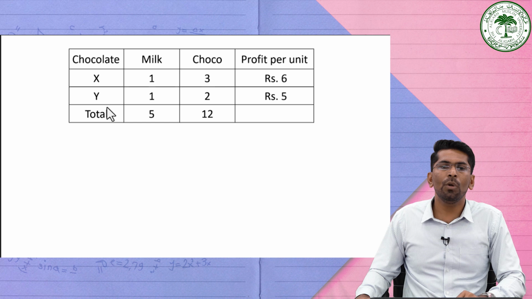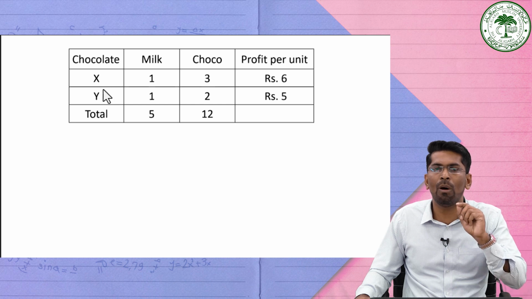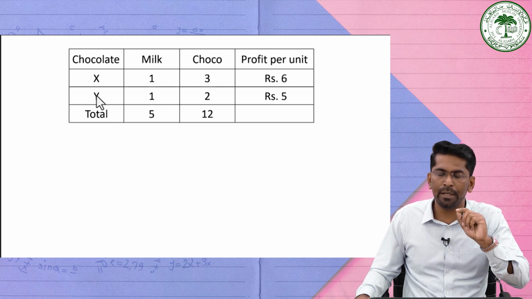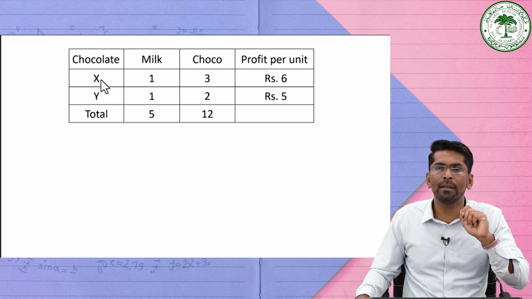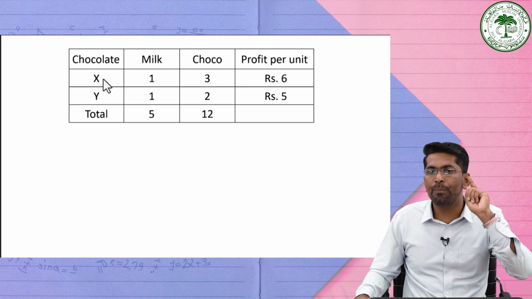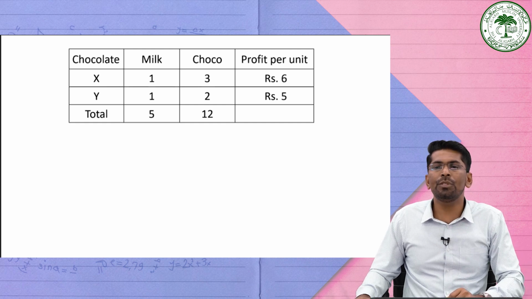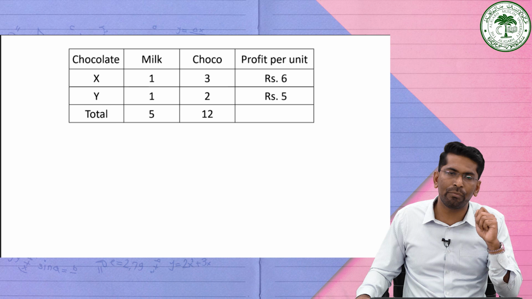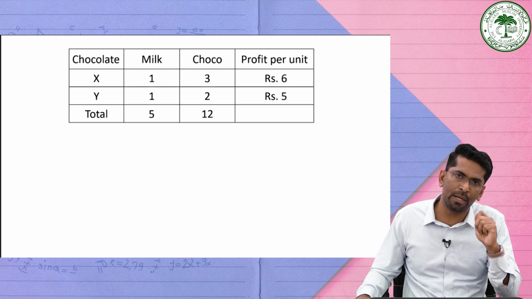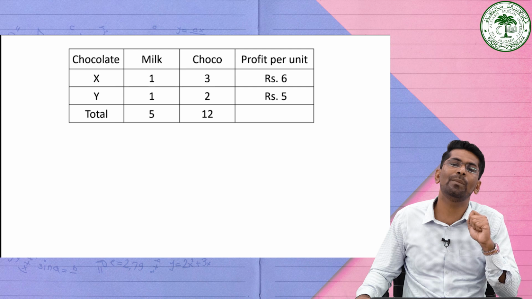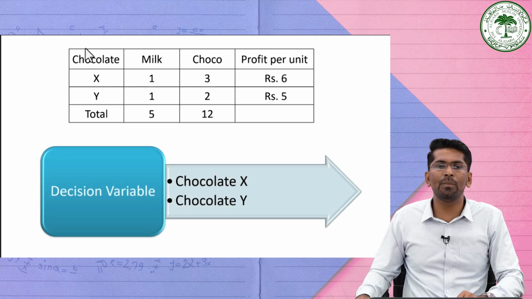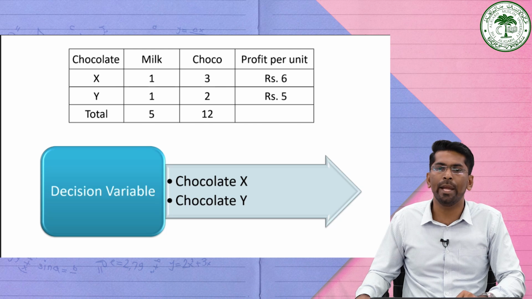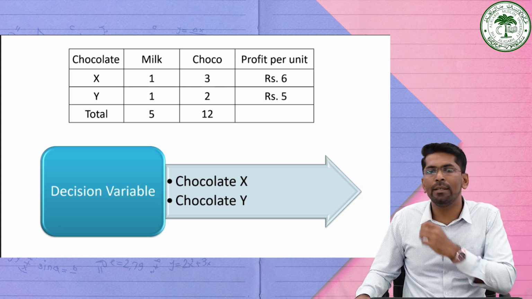So we can say that chocolate X and Y will become the decision variables here, because they show the quantities or decisions that the producer wants to determine: how many units of chocolate X and chocolate Y are to be produced. In the question, it is given how many units of X and Y should be produced by a particular producer so as to maximize the profit. So here the decision variables will be chocolate X and chocolate Y. So we are identifying the various decision variables.